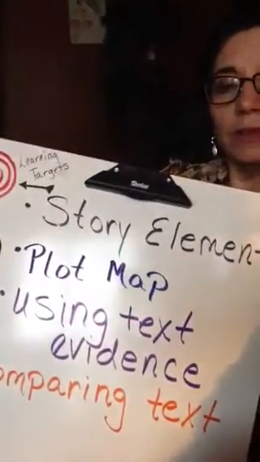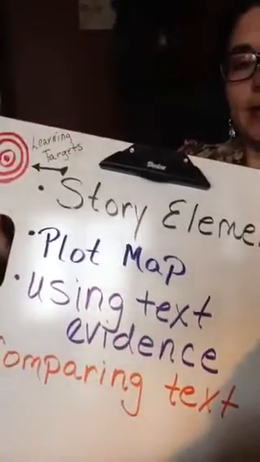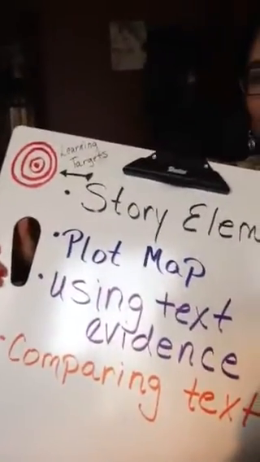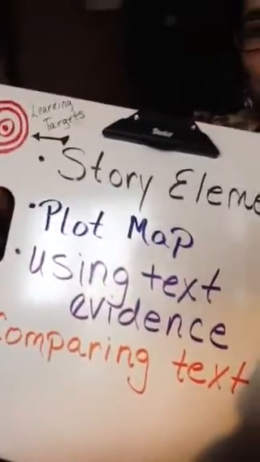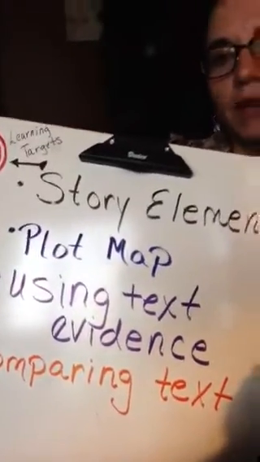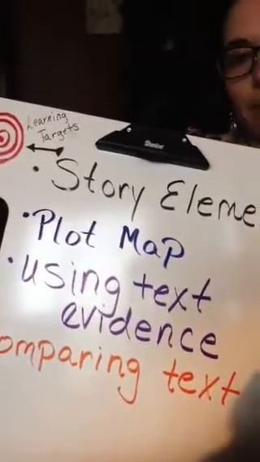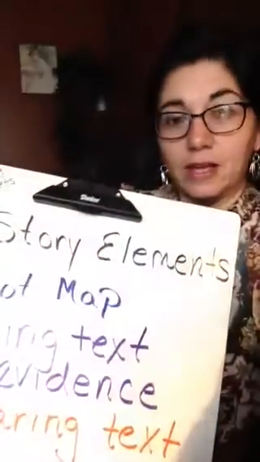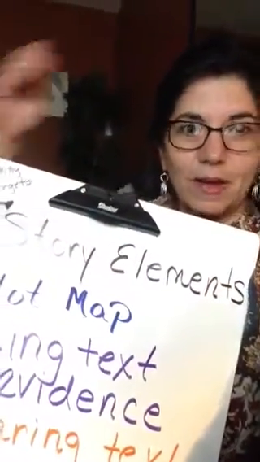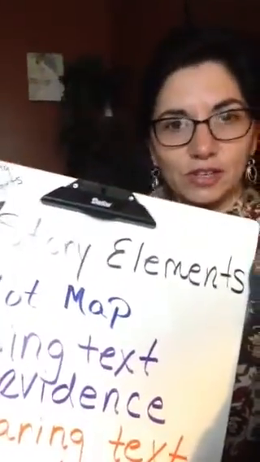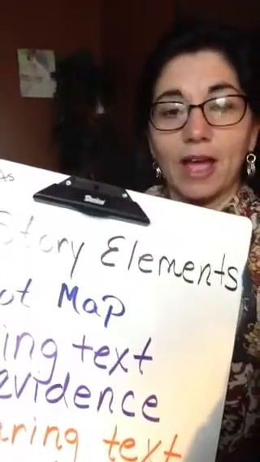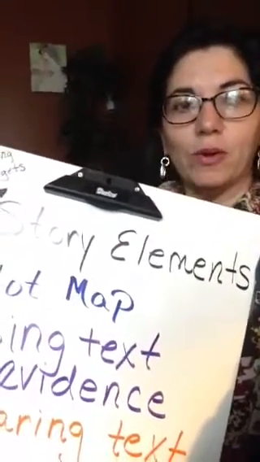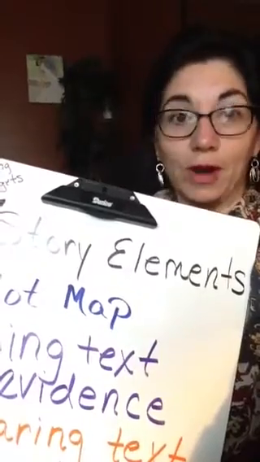And then we're going to take a look at the plot map and kind of the order and sequence of a plot map. And after we finish Running Out of Time, you should be able to plot the story on a map. And then later in the year, as we start talking about writing your own stories, you should be able to plot out your story before, as a pre-writing strategy, before we move into our actual writing piece.